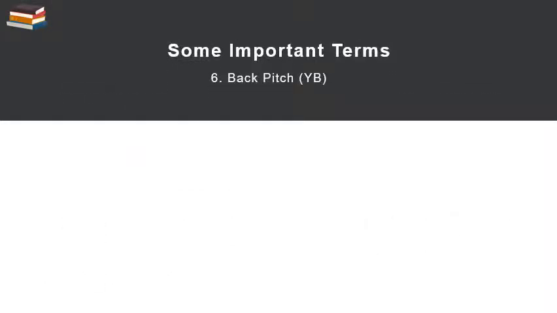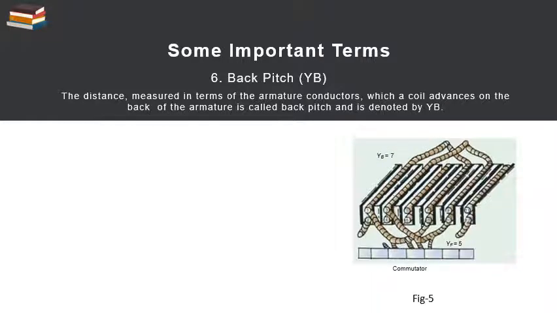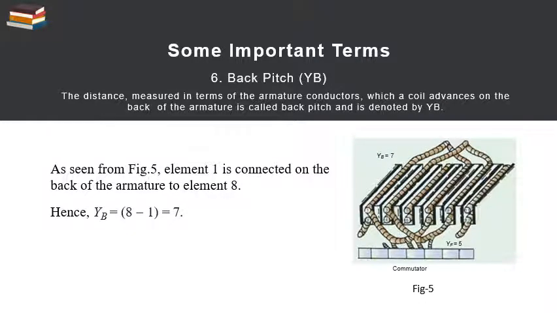Next one is back pitch, denoted by YB. It is defined as the distance measured in terms of the armature conductors which a coil advances on the back of the armature, and it is denoted by YB. As seen in figure number 5, element 1 is connected on the back of the armature to element 8. Hence, the back pitch YB is equal to 8 minus 1, which is equal to 7.